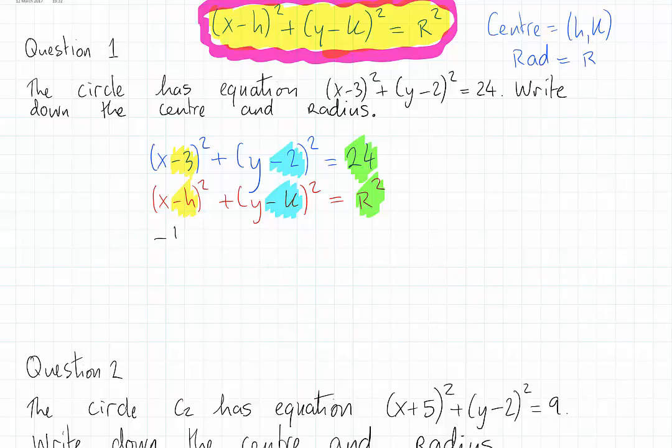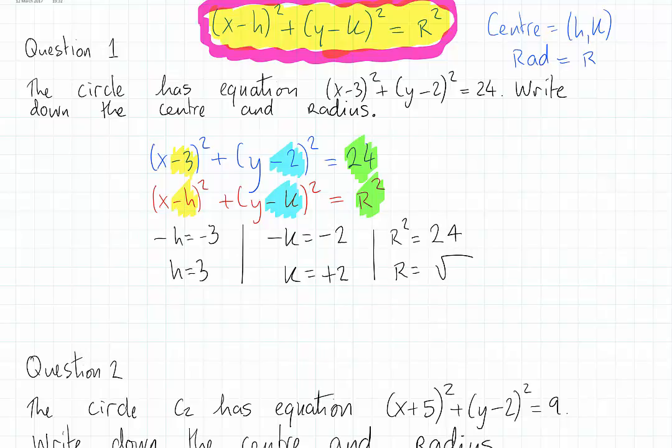So we can say minus h is equal to minus 3, so h is equal to 3, and minus k is equal to minus 2, so k is equal to plus 2, and r squared is equal to 24, so r is equal to the square root of 24, so r is equal to 2 root 6. And you can check that on your calculator if you so wish.